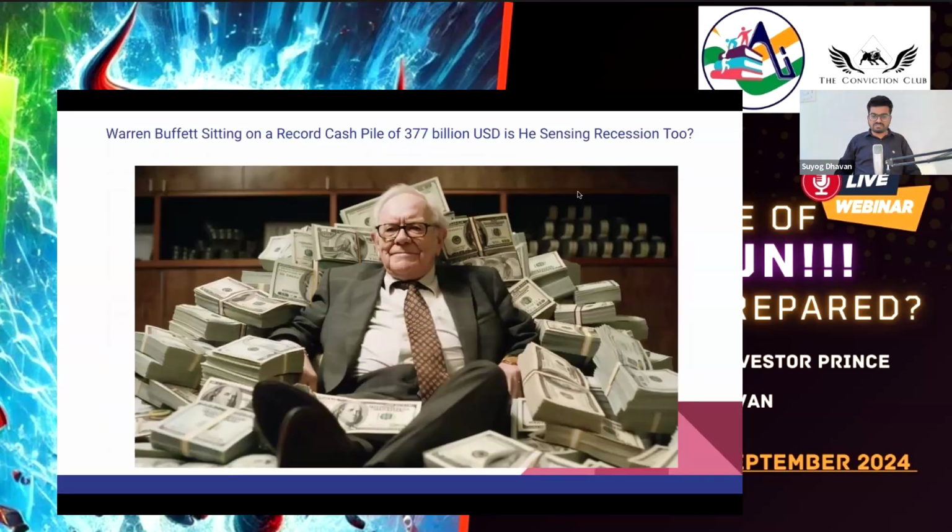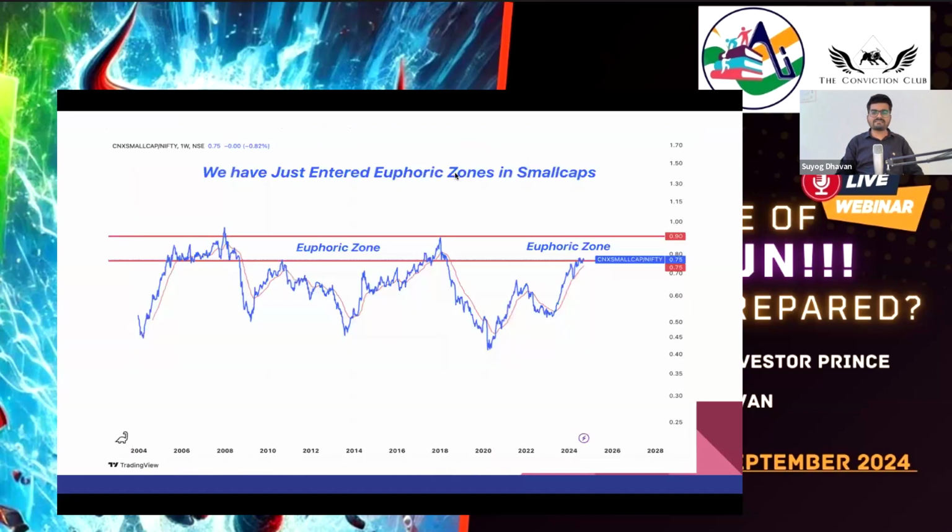One more thing which is important at this stage is Warren Buffett. Usually I don't give much importance to what he does with his cash, but at this point of time, when we are getting other pointers, it is important to look at those. Warren Buffett is sitting on $377 billion of cash. So is he sensing a recession too? That might be the case.